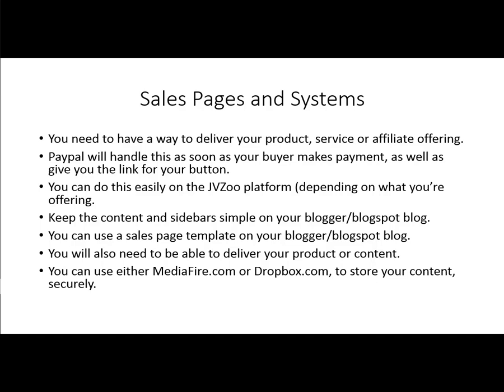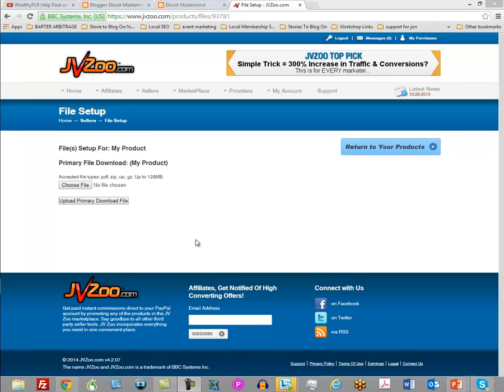One of the things that you will want to be aware of if you choose to use JVZoo are the limits in terms of size. Now, JVZoo can deliver your file. However, you are going to want to be aware of the fact that your file can be no larger than 128 megabytes, as it says right here. Okay, if you're going to have something larger than that, you're going to probably need to use something like Mediafire or Dropbox in order to deliver your product.